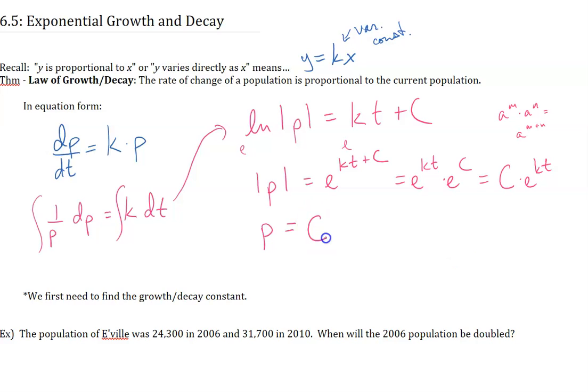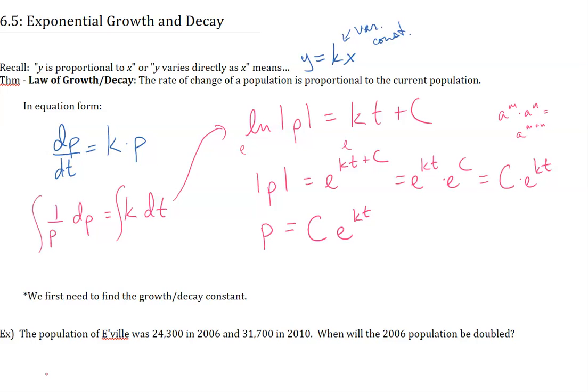So we have some constant times e to the kt. This may be starting to look familiar, okay? This is actually a formula that we are familiar with, but it's not quite using the same variables that we are familiar with just yet. Let's talk about this constant, okay? Remember, the c can be anything, but it is something specific here, okay?